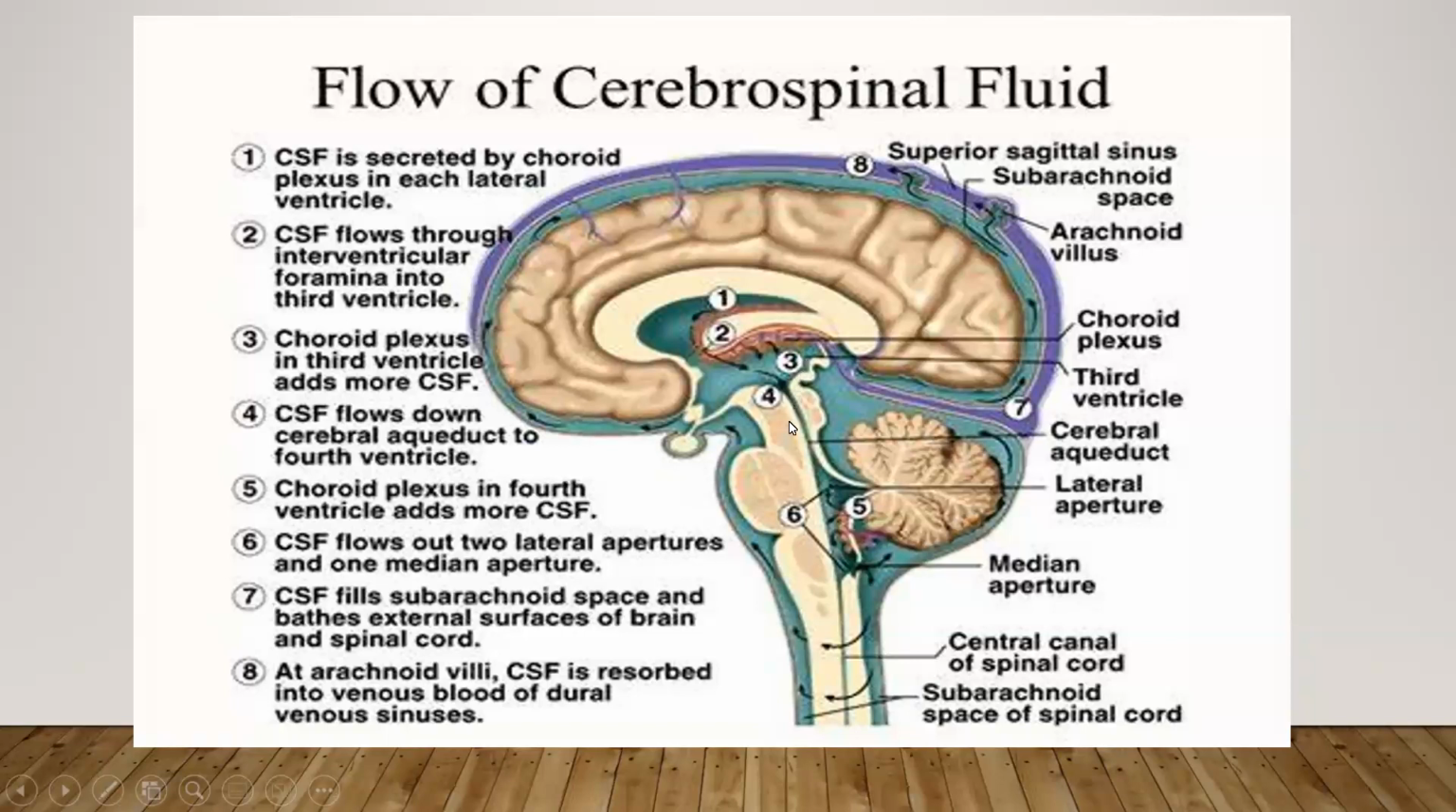Once that CSF is added, it flows out the two lateral apertures and one median aperture, and it's going to start filling up this subarachnoid space that we were talking about. So it's that space here, and it essentially bathes the brain in the CSF. At the arachnoid villi, or these little hair-like structures, the CSF gets reabsorbed back into the bloodstream via the dural venous sinuses.